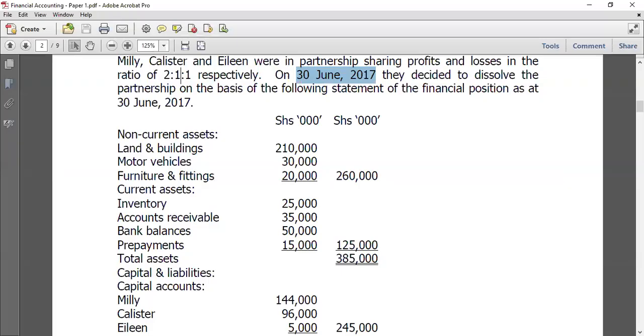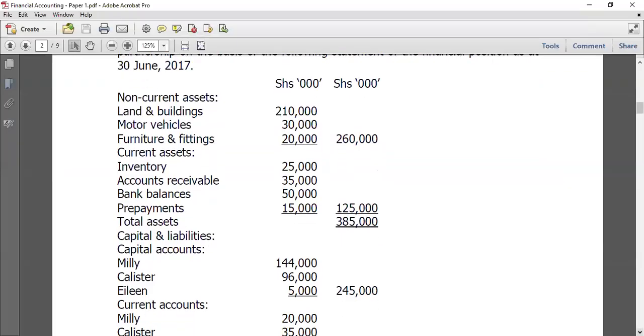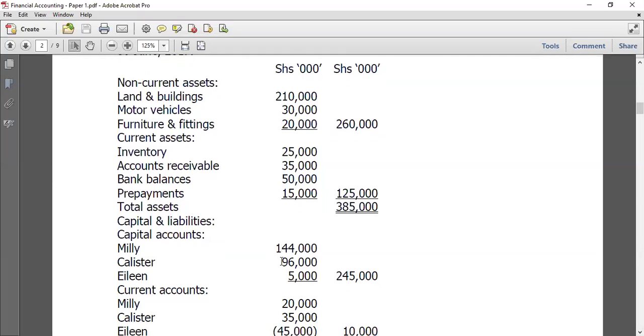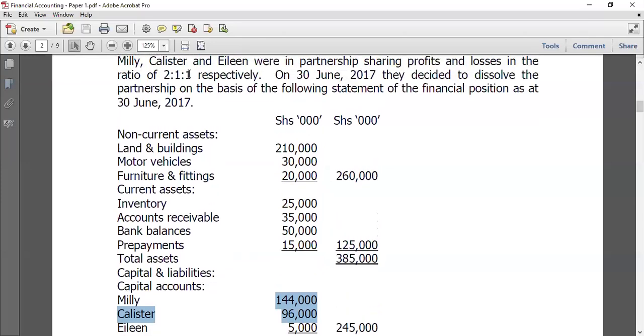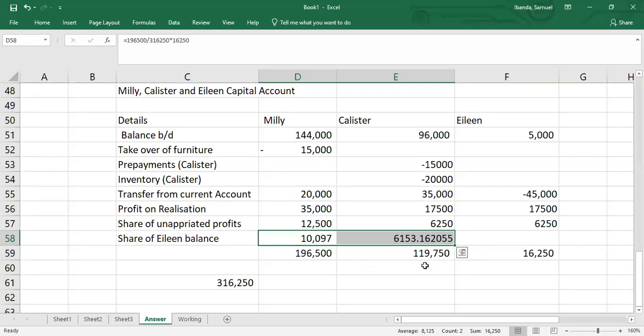Okay, and then we also have these respective capital balances. We have the 144, we have the 96, we have the 5,000. Okay, so that's very important. So you understand, what exactly do they mean? Are they meaning this, or are they meaning what we've calculated? Okay, so it is something that you need to find out.